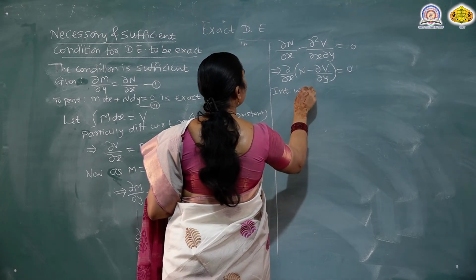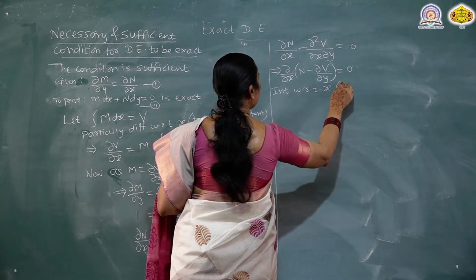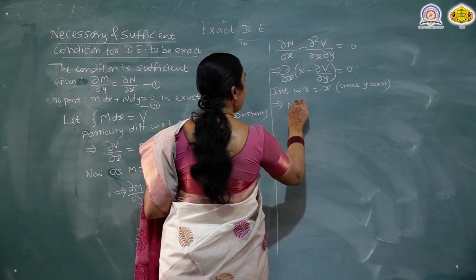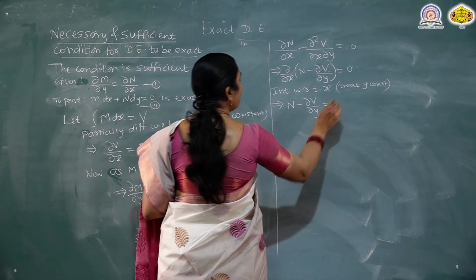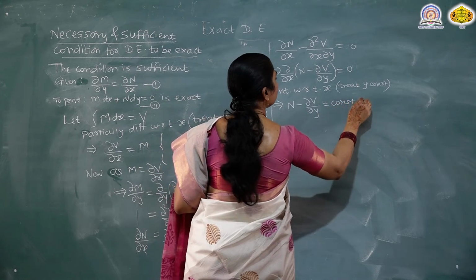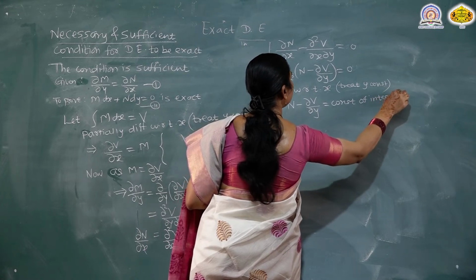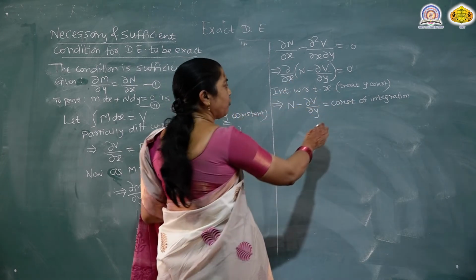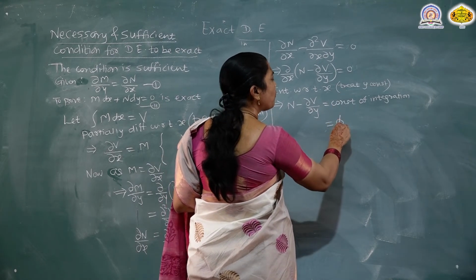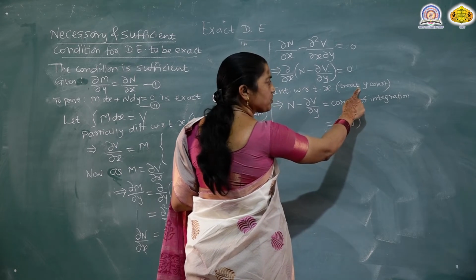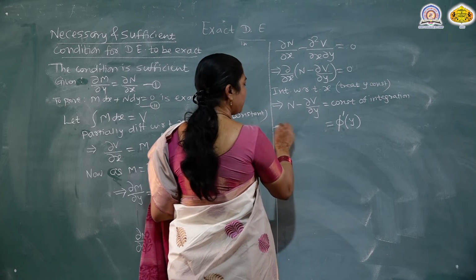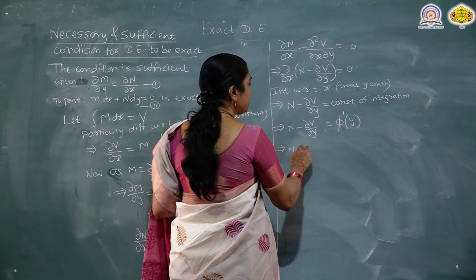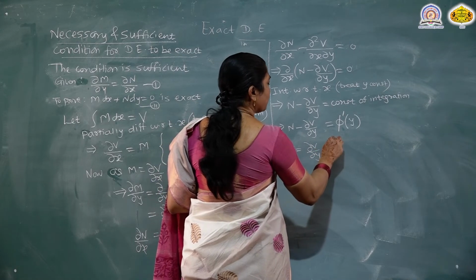Integrate this with respect to x, treating y constant. We get N minus ∂v/∂y is constant. This is the constant of integration. Now observe that we are treating y to be constant, and therefore I take this constant of integration, suppose it is equal to φ'(y). As y is constant, this is assumed to be the constant of integration. So we have N minus ∂v/∂y is equal to φ'(y), or N becomes ∂v/∂y plus φ'(y).